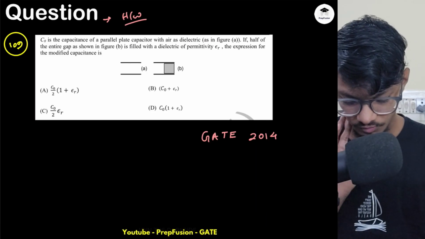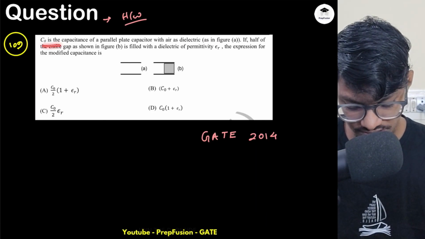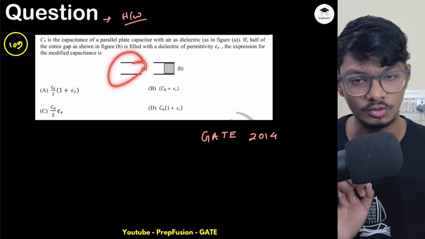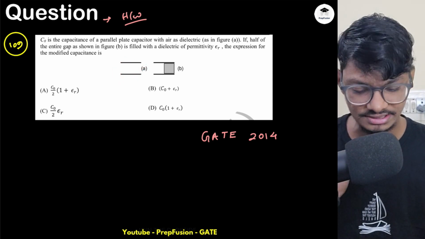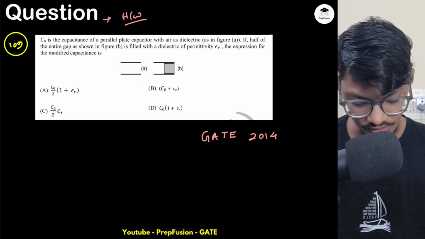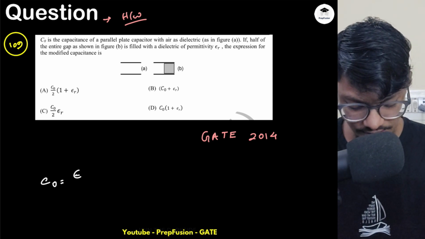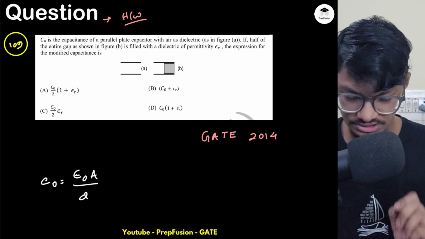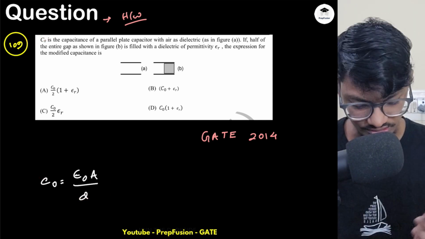So here, what do we have? This is a GATE 2014 question, and we have been given that C0 is the capacitance of a parallel plate capacitor with air as dielectric, as shown in figure A. If air is the dielectric for the whole capacitor, then what is the capacitance formula? C0 they have given me as epsilon naught A by D. Correct, this is the parallel plate capacitance formula. This is equal to C0, that is what is given in the question.